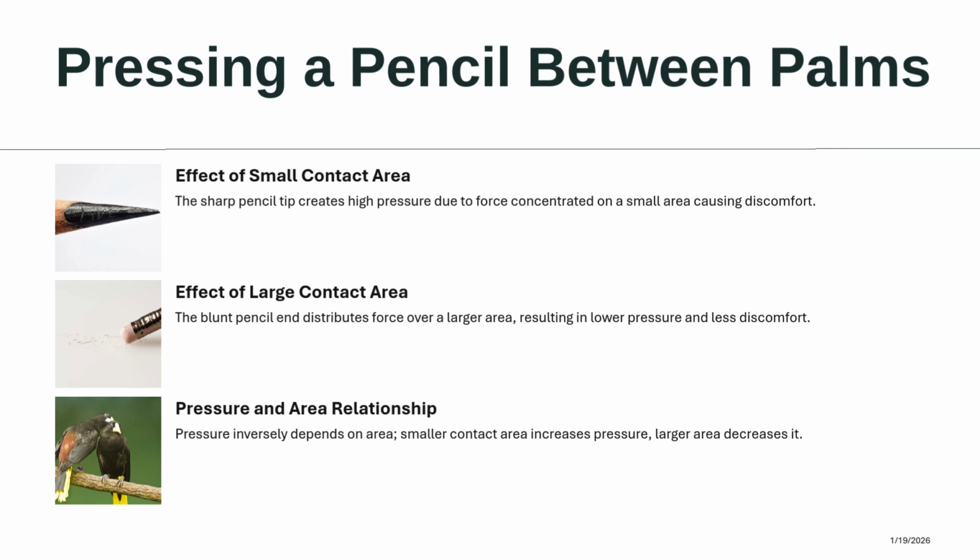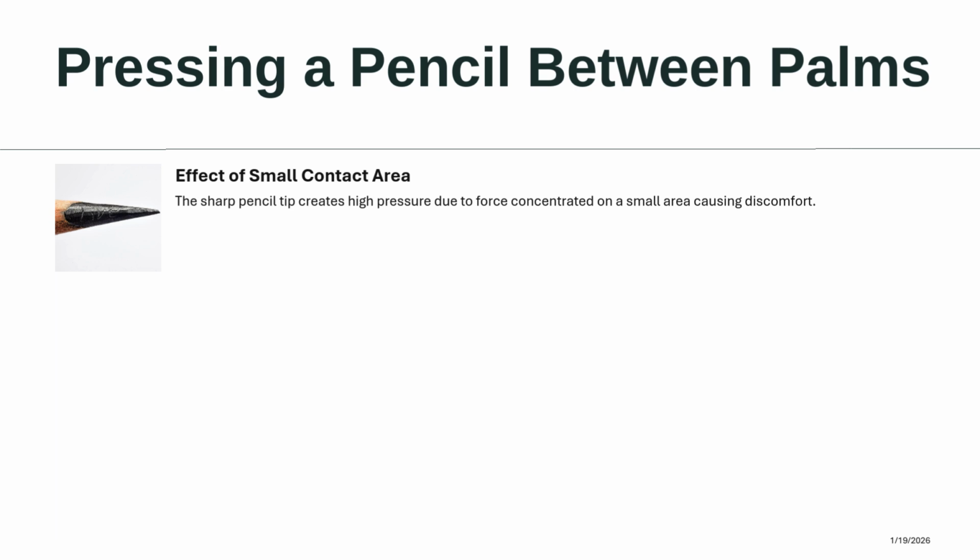Smaller area leads to higher pressure, while larger area leads to lower pressure. This principle explains why sharp objects like needles and pins penetrate surfaces easily, whereas blunt objects require much more force to achieve the same effect. Understanding this concept helps in designing tools and equipment that maximize efficiency by optimizing the area of contact.